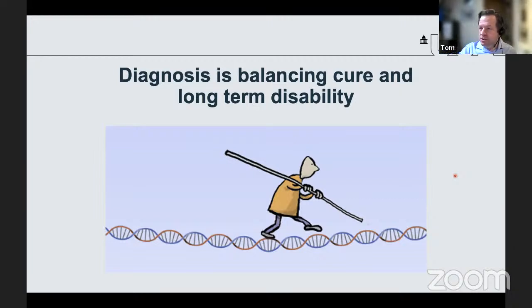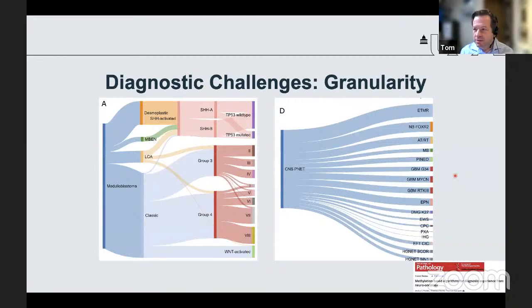And the treatment is so critical in this age group because you're talking about doing surgery on the developing brain, you're talking about giving radiotherapy to the developing brain, and really aggressive treatments that affect those long-term outcomes. And this, to some extent, is what I think is really interesting about working in this area. But there are quite a few challenges around doing that. And I show this as an illustration.